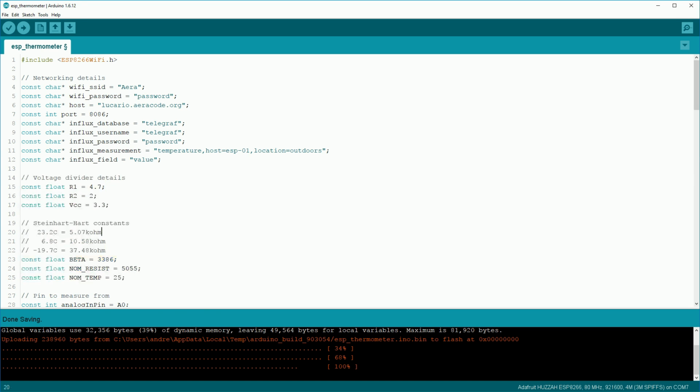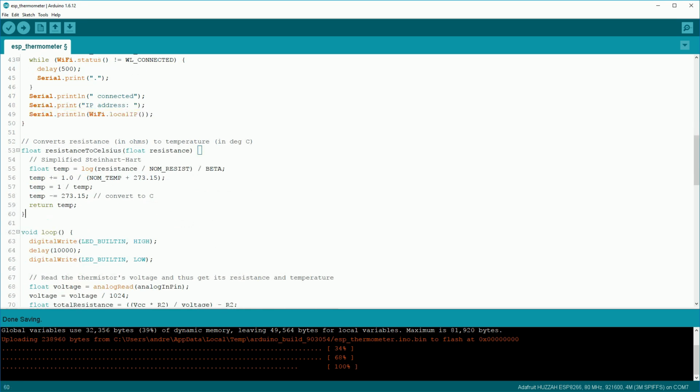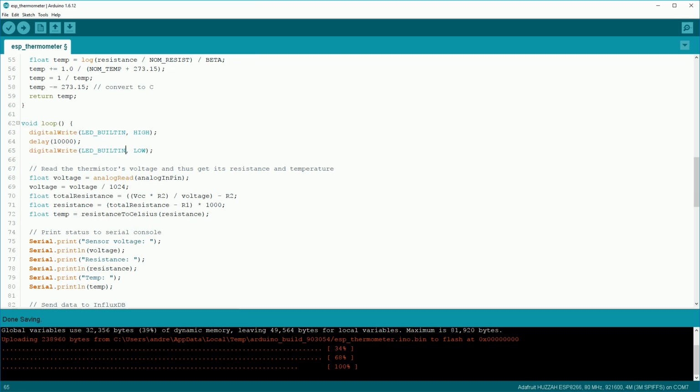The rest of these constants are the same as before, so we'll skip over them and get to the meat of the program. In the setup process, there's an extra piece, which is the Wi-Fi initialization. It's not too hard to do, and there's some good examples that come with the ESP8266 Wi-Fi library, but this is the basic way you connect to a SSID, make sure you're connected, and then, just for extra giggles, print the local IP for debugging on the serial console.